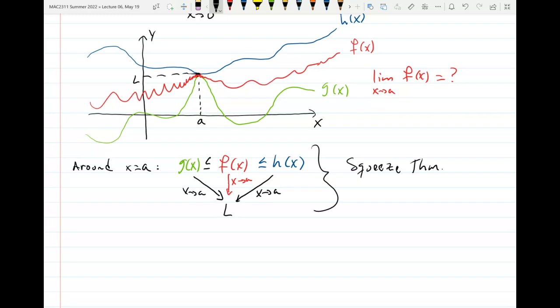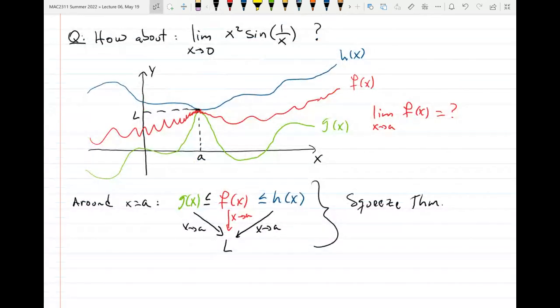So if you have a function that's between two other functions around a point, and if the outside functions, the small and the big one, both have the same limit, they approach the same value when x approaches a, then the middle function has to approach the same value as well; the limit exists. Okay, that's the statement. And hopefully the picture helps you understand this. So we call this the squeeze or sandwich theorem.